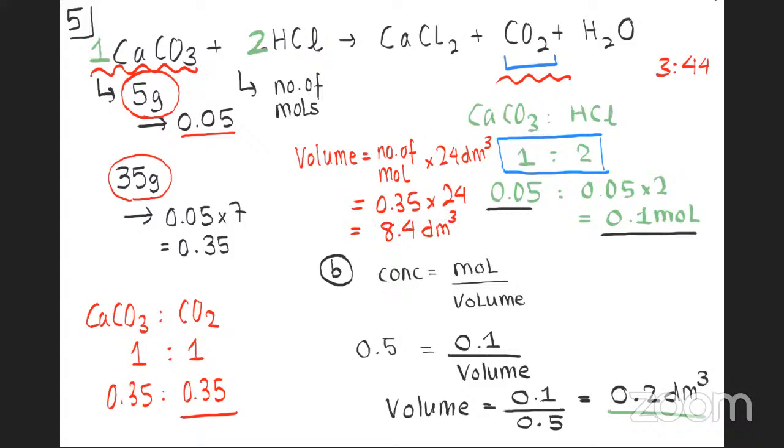So you need to remember that any one mole of a gas will occupy 24 decimeter cube. So mole volume will change. You just have to multiply with 24 decimeter cube. Okay? So this is an important formula to remember. And the final answer is going to be 8.4 decimeter cube. So please make a note of it, and if you're done, let me know.